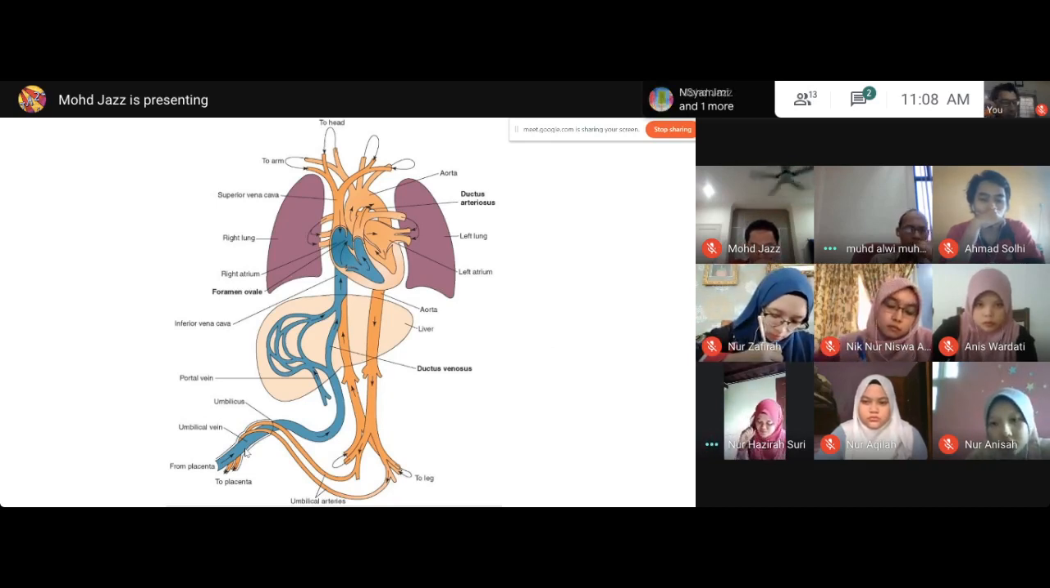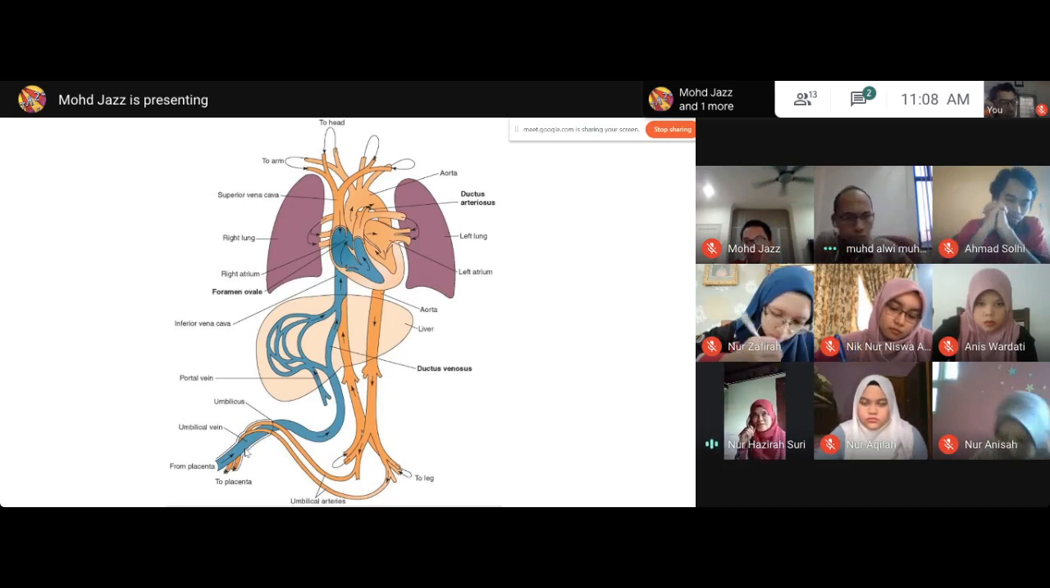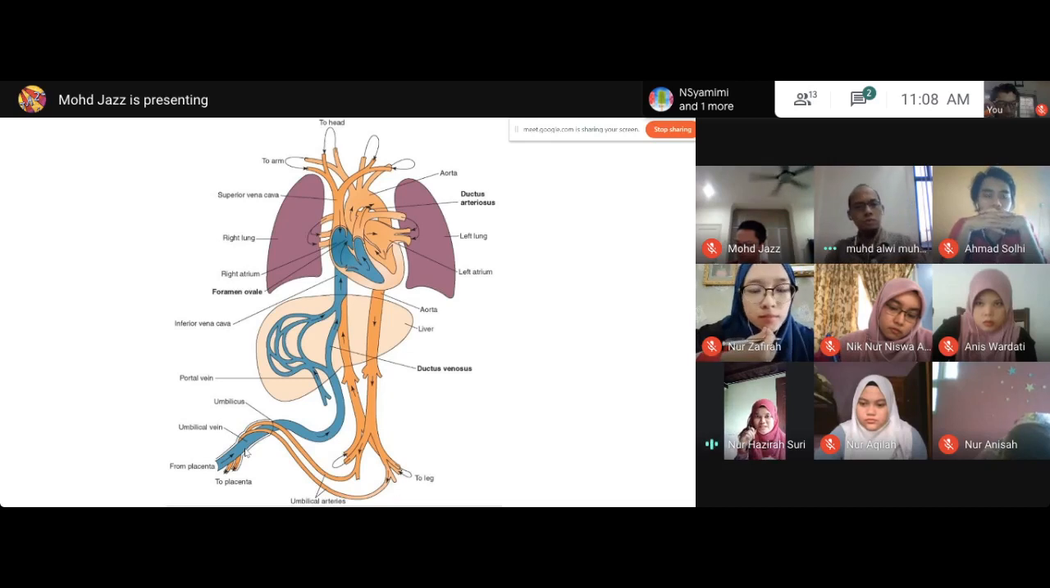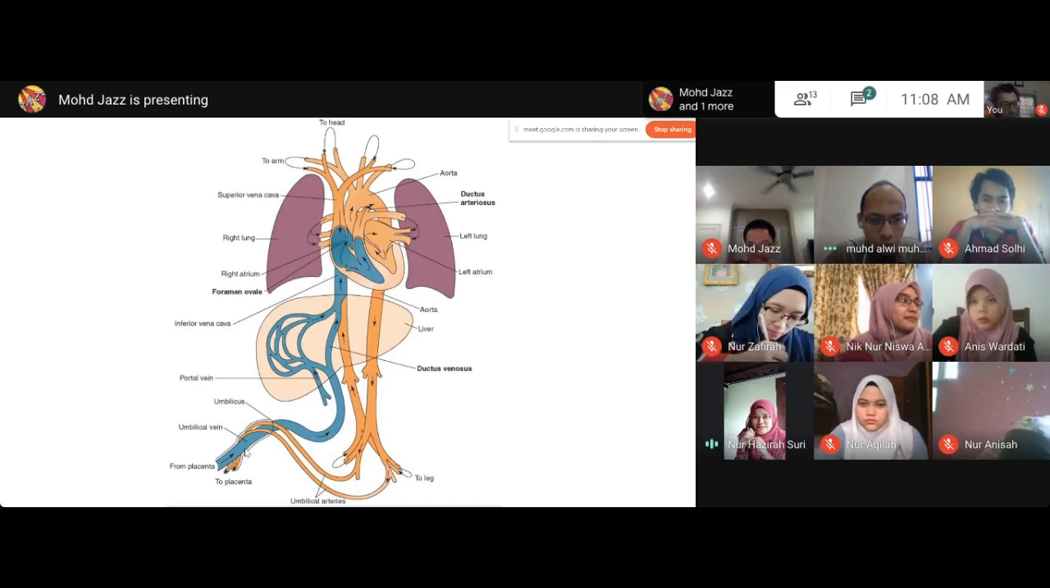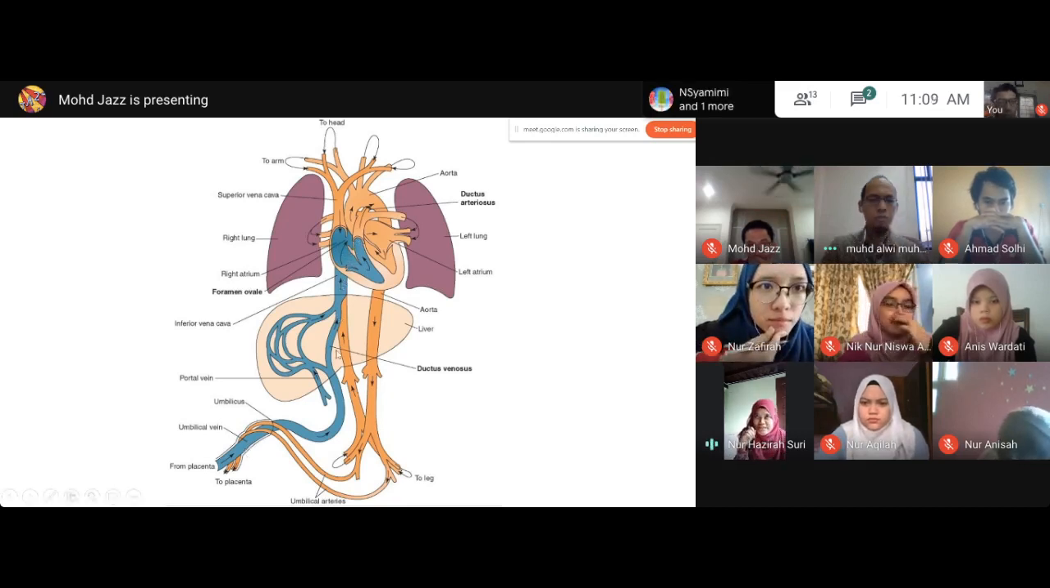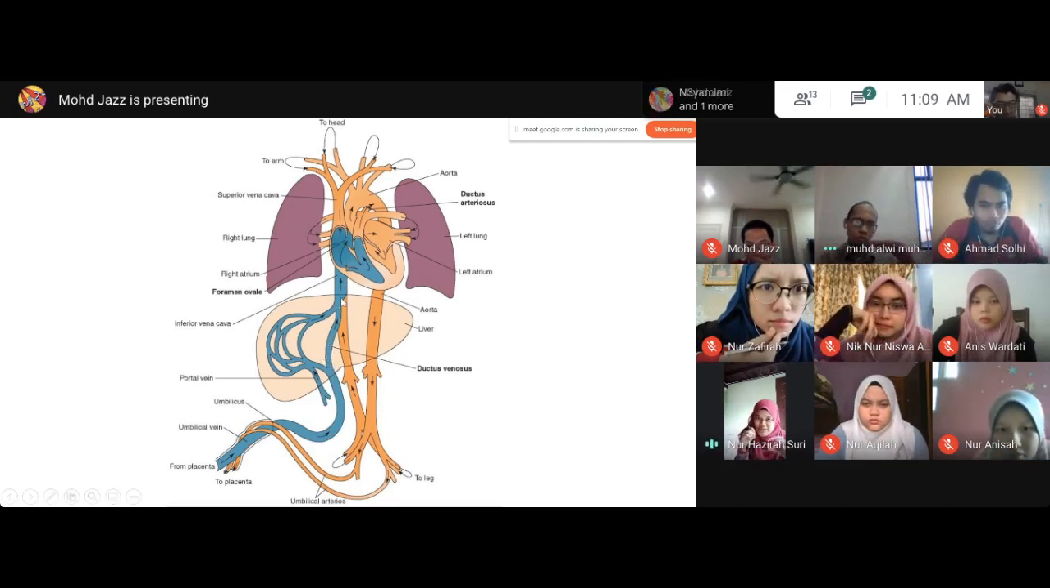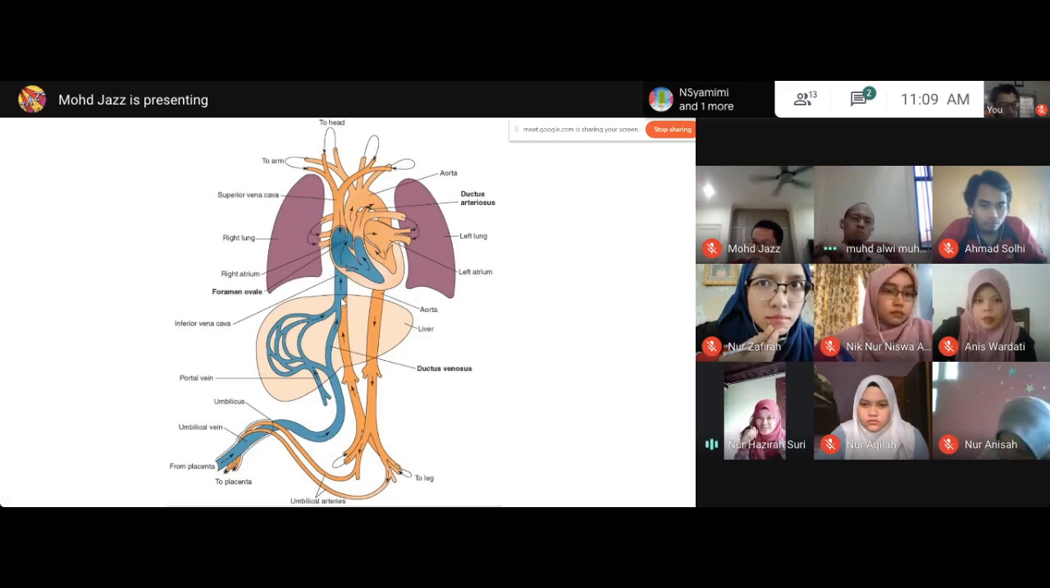So 50% of the umbilical venous blood will enter the hepatic circulation, and the rest of the blood will bypass the liver via the ductus venosus to the inferior vena cava. The inferior vena cava brings the poorly oxygenated blood from the lower limb. Then the poorly oxygenated blood will mix with the blood from the umbilical vein via the ductus venosus. At this point, when it is combined, the PO2 is only around 26 to 28 millimeters of mercury.